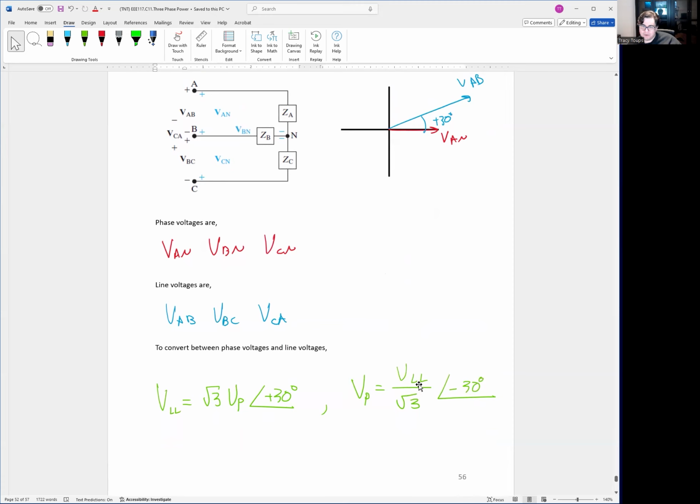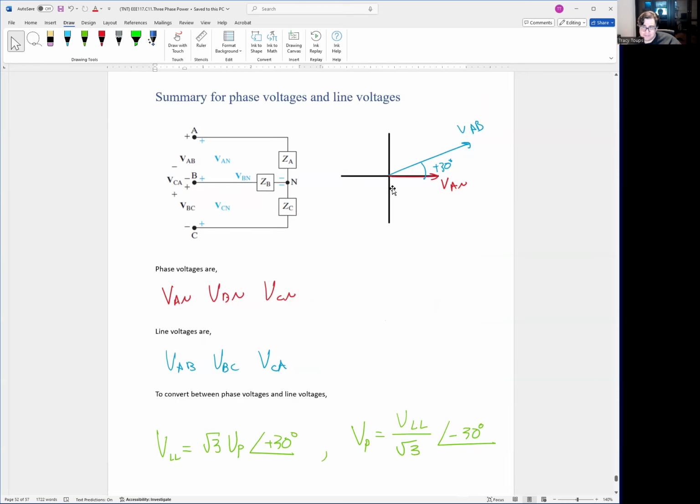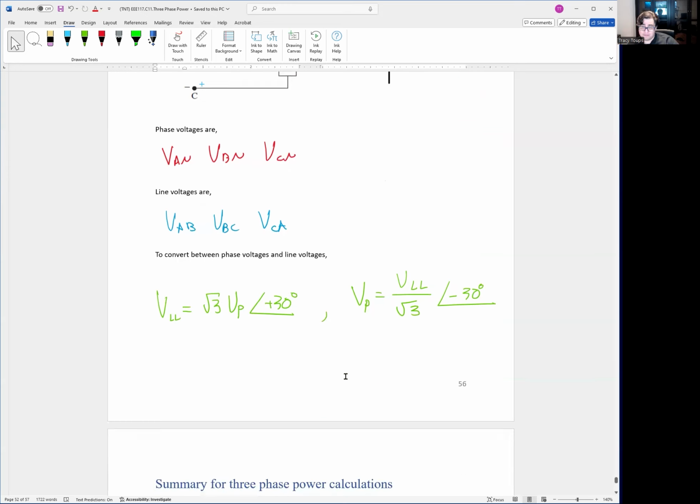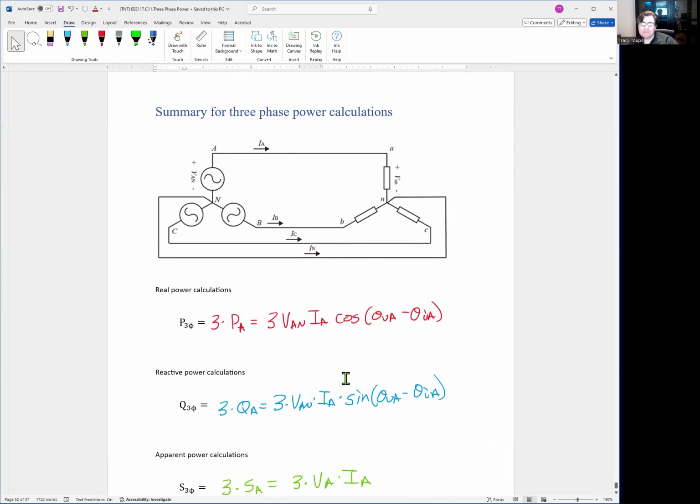If you have your line-to-line voltage and you want to go back to your phase and neutral voltage, VP, take your V line to line, divide by square root 3, and then subtract 30 degrees. So you're going backwards. And these vectors show a visual representation of this math. So please remember when to add 30 degrees, when to subtract 30 degrees, when to multiply by square root 3, when to divide by square root 3. These four functions are everyday common in the power industry, and people get them backwards all the time.